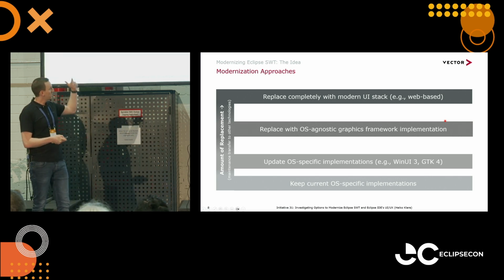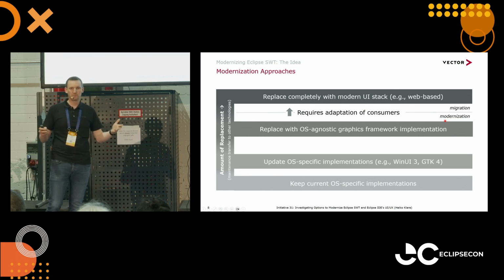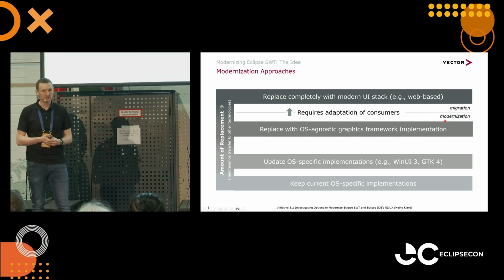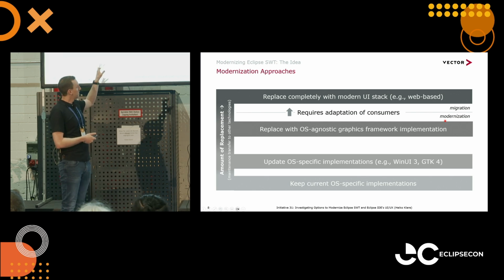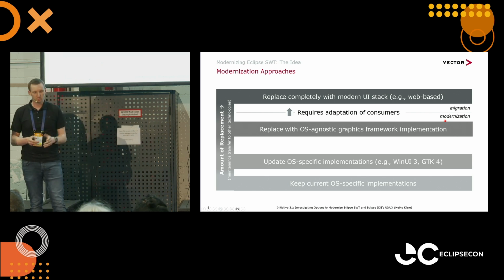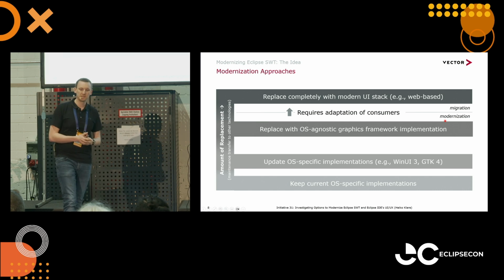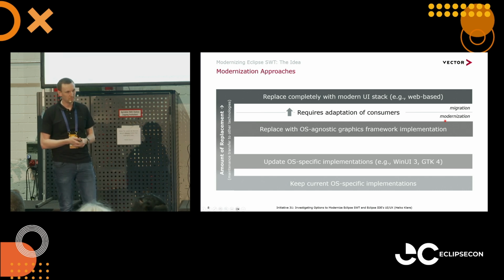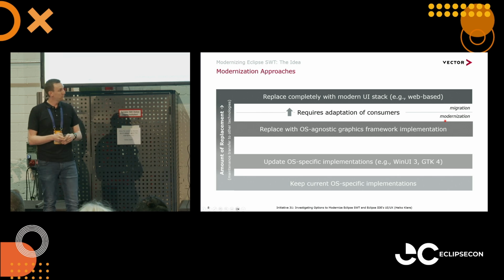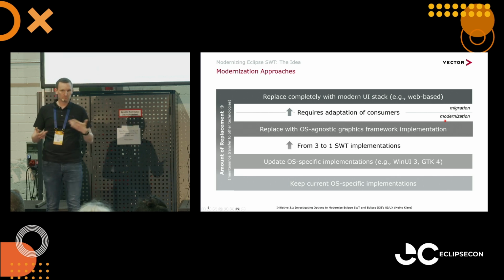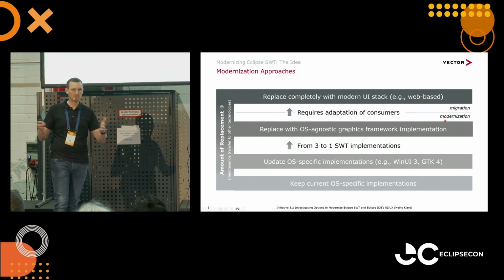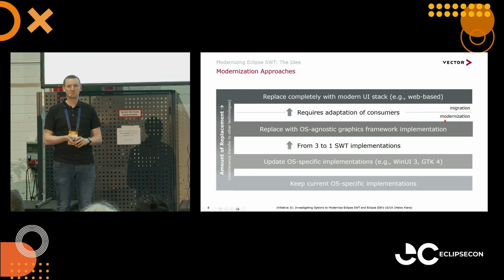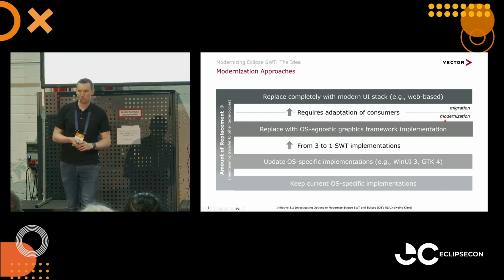The difference between the topmost levels is that the topmost one would rather be a migration approach where your adopters need to migrate their code to a different stack, which would not fit this constraint I mentioned with low effort for the adopters. While this level would rather be a modernization approach so that you could replace the SWT implementation and have no effort for your adopters, or as low as possible. And the difference between the bottom ones and the third one is obviously that we come from 3 to 1 SWT implementations, because we do not have these 3 implementations for the operating systems as we have now, but only one OS-agnostic one.